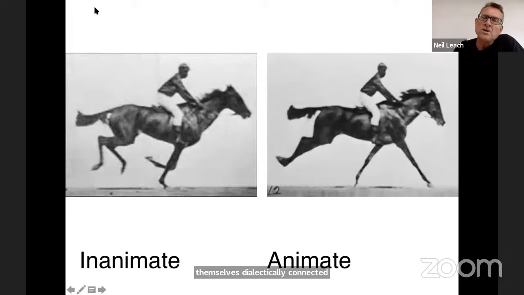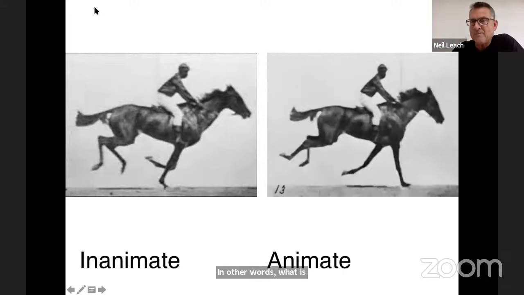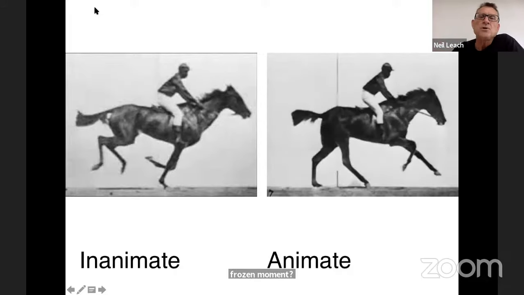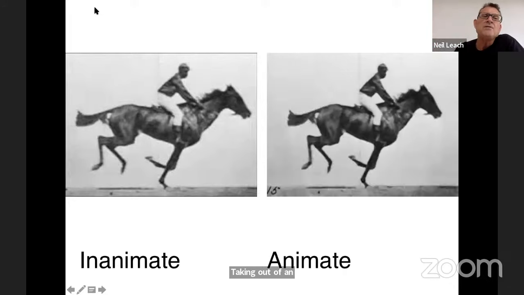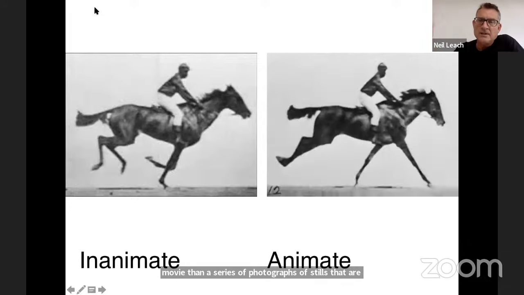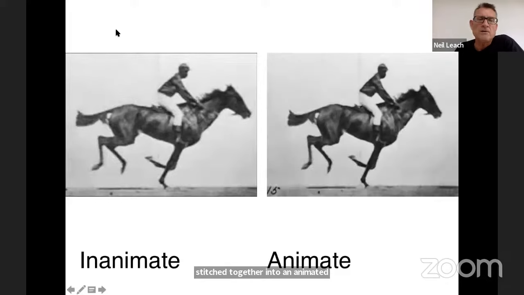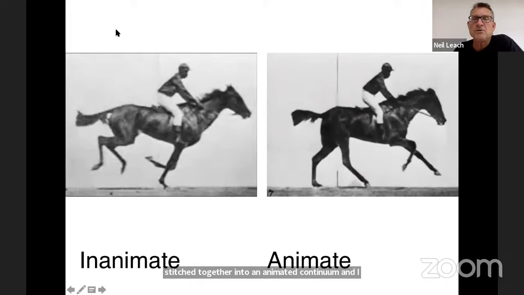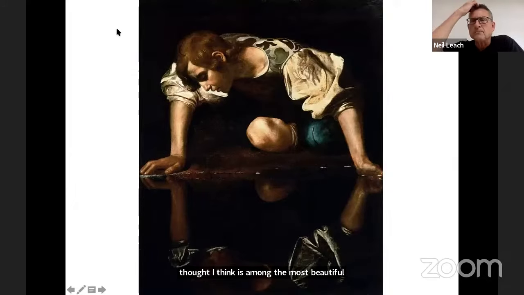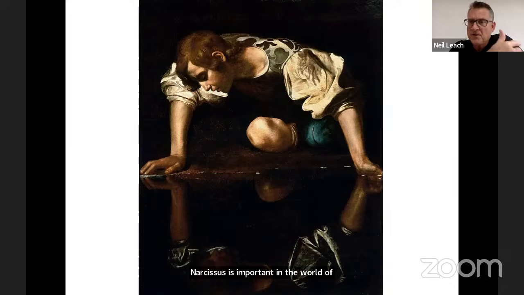In other words, what is a photograph but a frozen moment taken out of an animated continuum? And what is a movie but a series of photographs, of stills, that are stitched together into an animated continuum? And that, I think, is one of the most beautiful descriptions of how life and death, animate and inanimate, feed into one another. So the theme of Narcissus is important in the world of psychoanalysis because it leads into the question of identification.